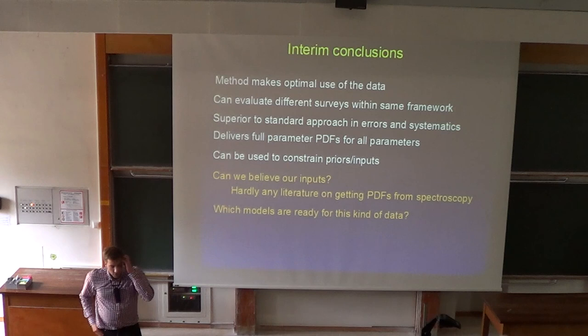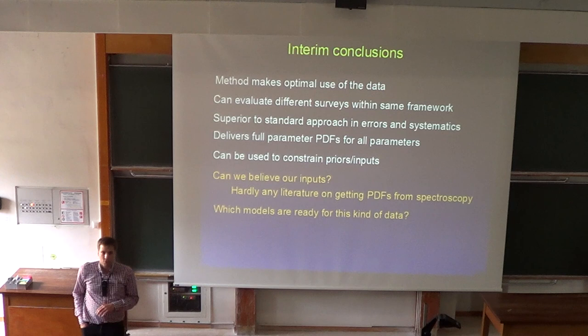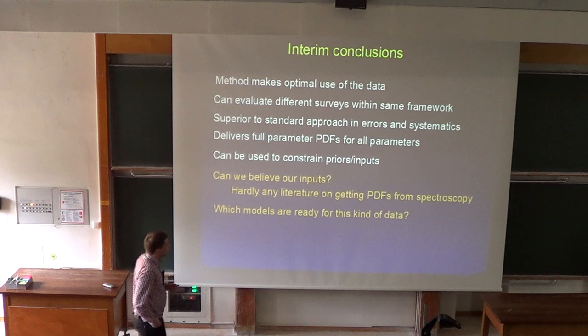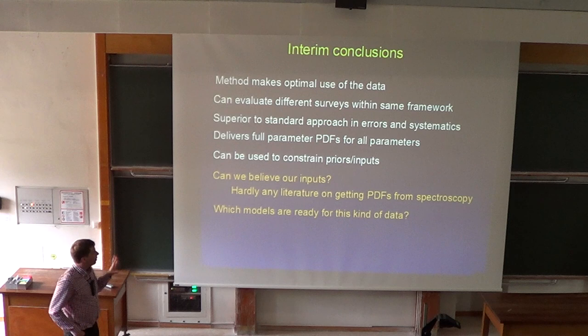Good. Just an interim conclusion: in principle, this is the way we have to go. Either this or some other probabilistic methods, or methods that make full use of the available information. I think the Cannon approach of Melissa Ness, which recently came up, is very interesting. But we have to do things that give a better view, on a neutral basis, of where the probability lies.